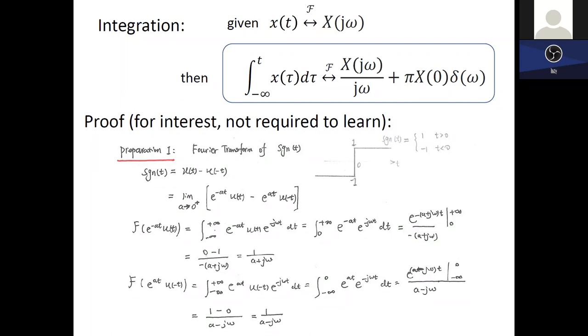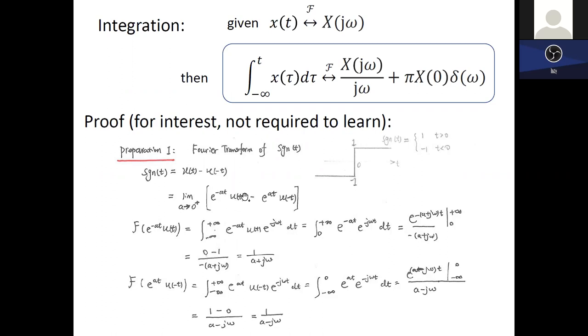The first preparation is to calculate the Fourier transform of this signal. It's called the signum signal. So this signal looks like this, and it takes value minus one when t is less than zero, takes value positive one when t is larger than zero. So we need to first calculate the Fourier transform of this signal. And it turns out that if we want to calculate the Fourier transform of signum signal directly using the definition of Fourier transform, then it involves the integration over an infinite interval for a pure imaginary exponent, which is not integrable. Therefore, to calculate this Fourier transform, we need to play a trick.